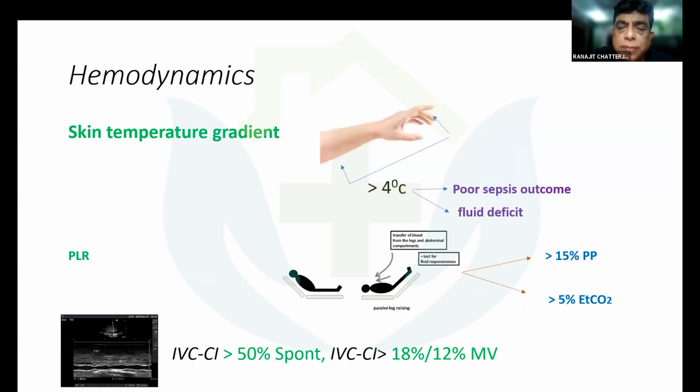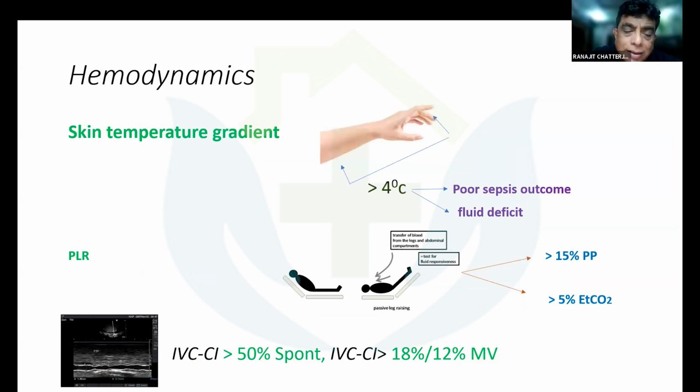Poor sepsis outcome with the skin temperature gradient between the tip of the finger and the middle of the thumb is more than 4 degrees centigrade. It also shows fluid deficit. Also, a change of more than 5% in the ETCO2 by doing a passive leg raising test, that shows fluid responsiveness.